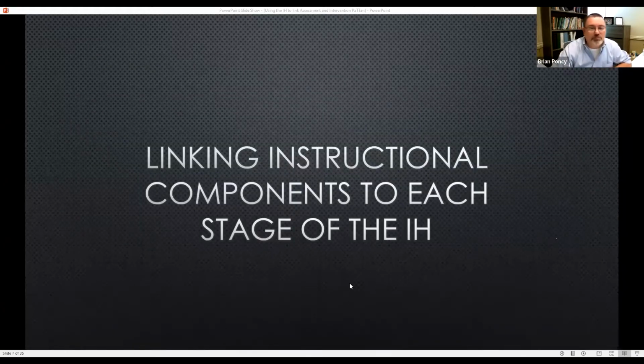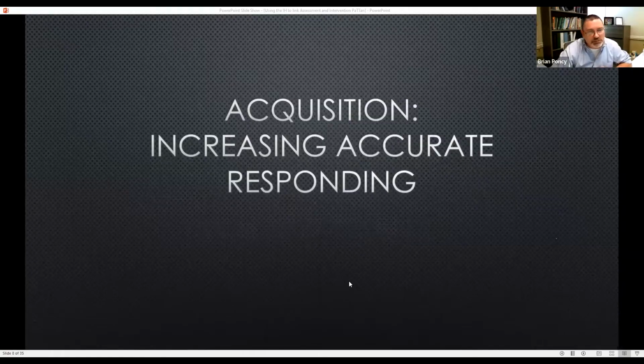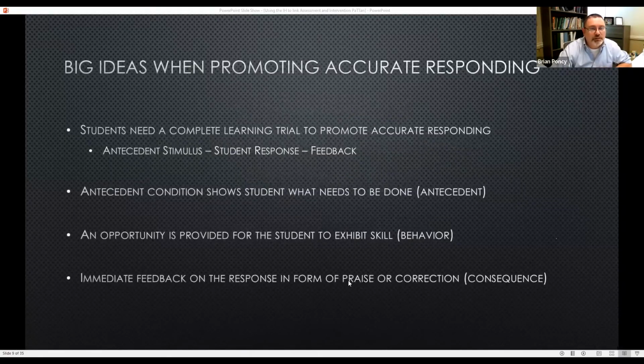So linking instructional components to each stage. Acquisition is increasing accurate responding. And so big ideas when promoting accurate responding: students will need to complete a learning trial. You'll hear me say antecedent, behavior, consequence. Also, I'll say stimulus, response, feedback. These are the same things, but in essence, you provide something to the student to show them what's expected or how to do it. The student responds and you provide feedback.